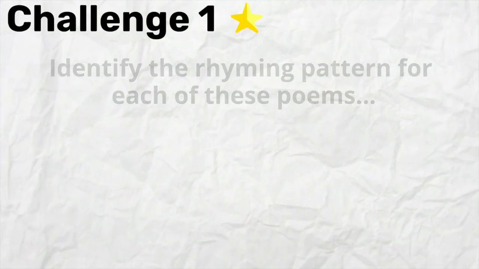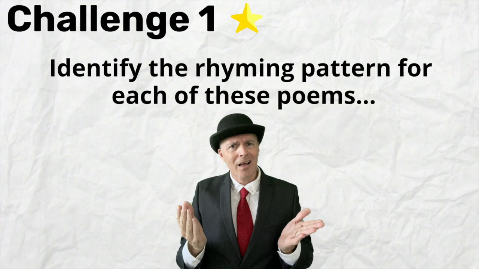Challenge 1. Identify the rhyming pattern for each of these poems.